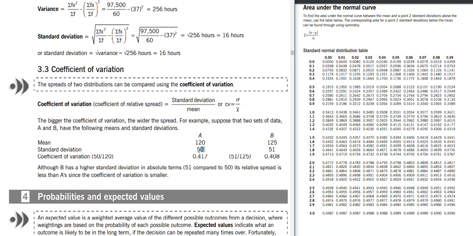If we take 50, 50 seems smaller than 51, but compared to its mean, it is a higher percentage. So if we take 50 divided by 120, that gives us the coefficient of variation. So here we have 41%, here we have 40%. So this data is more spread than the other. Even though the standard deviation of B is higher than the standard deviation of A, in relation to its mean, A is more spread.